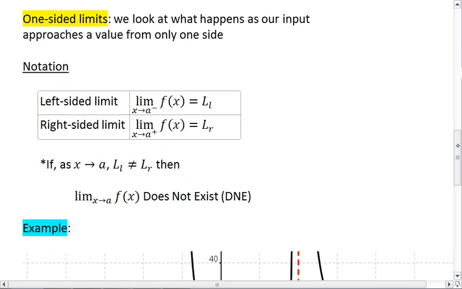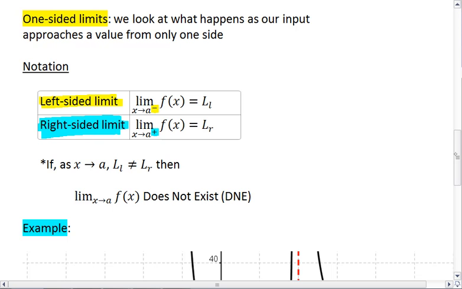With one-sided limits, we look at what happens as our input approaches a value from only one side. We have special notation for these. For a left-sided limit, we have the limit of f of x as x approaches a from the left. So we put a little negative after the a to indicate we're coming from the left. For right-sided limits, we have the limit of f of x as x approaches a from the right, which we indicate with a positive after the a.